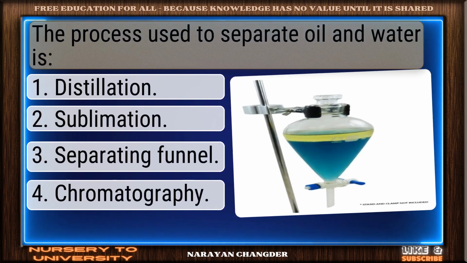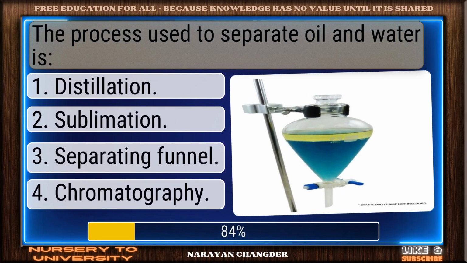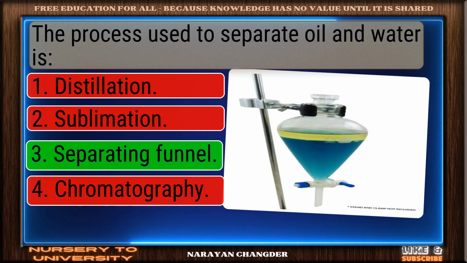Question number 14. The process used to separate oil and water is. Smart move. Separating funnel is an accurate answer.